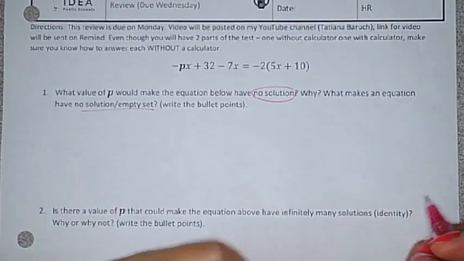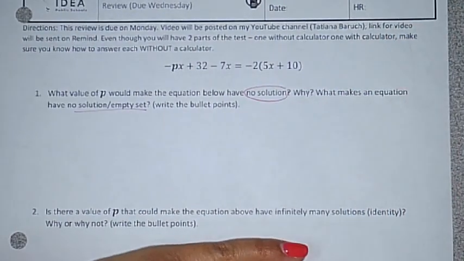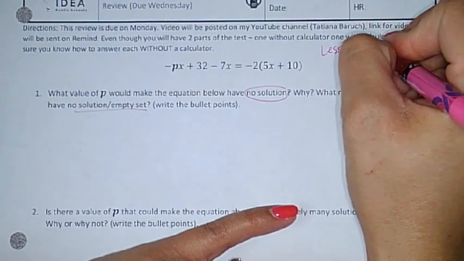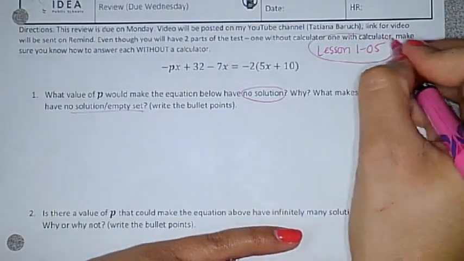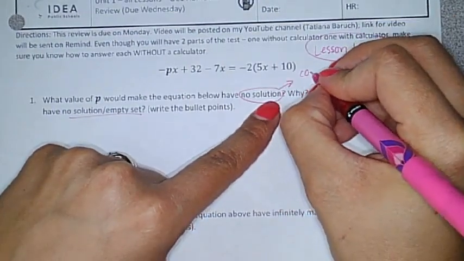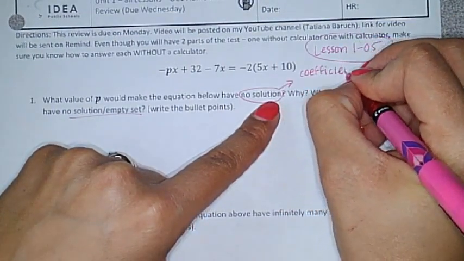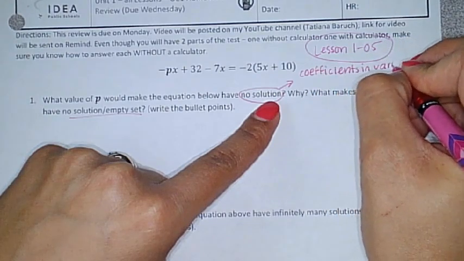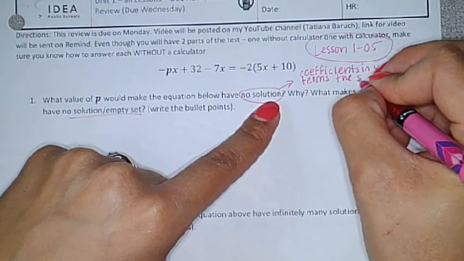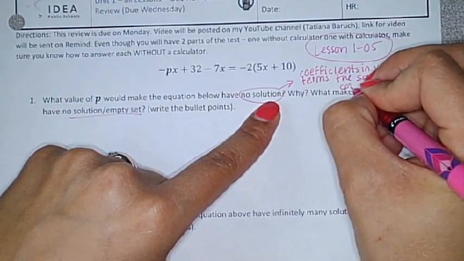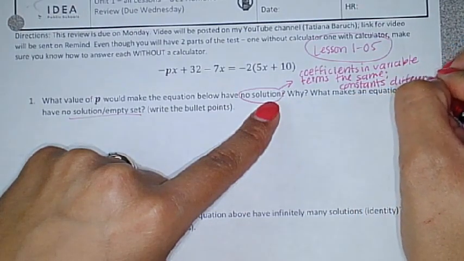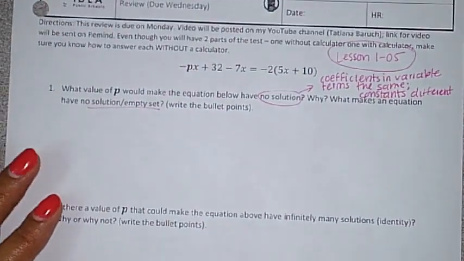Empty set. Okay, so I remember from my notes, I take them out from lesson 105, right? This is from lesson 105. No solution means that I have to have the coefficients in variable terms the same, and the constants different. Okay, this is that table that we had in lesson 5.